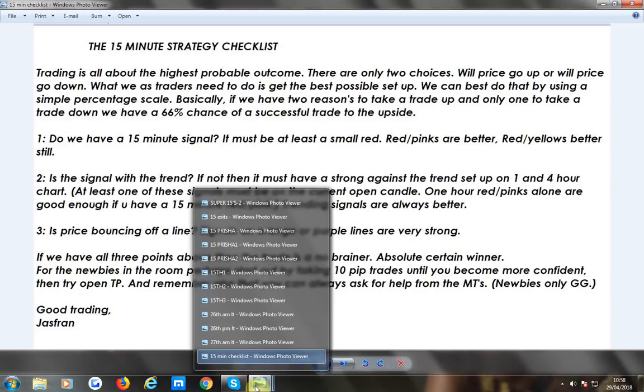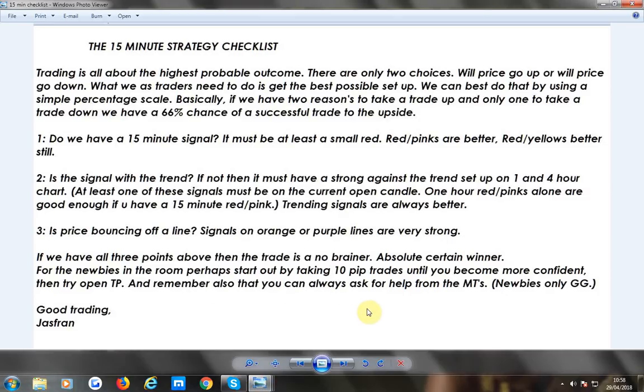As I say, when I come on Tuesday, we will do a few. Depending on the time, I may come in a bit earlier, and we'll look for some 15-minute signals, and then we'll go through this list again. Do we have a 15-minute signal? Is the signal with the trend or against the trend? Is there a good against the trend setup? Is the price bouncing off a line, an orange or a purple line? And again, if we have all 3 points above, then the trade is a no-brainer, absolute certain winner.